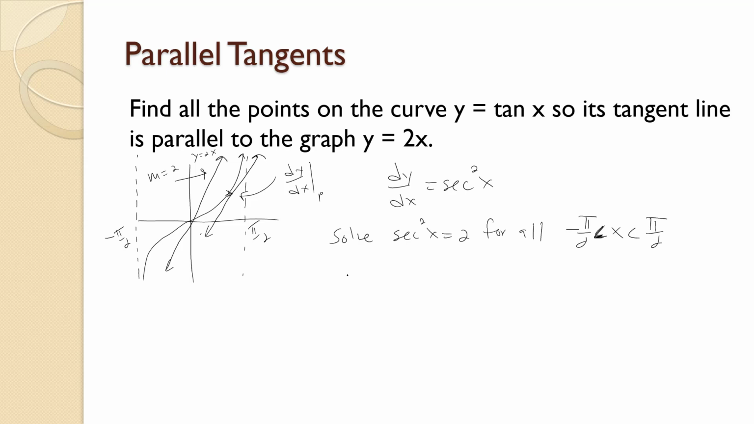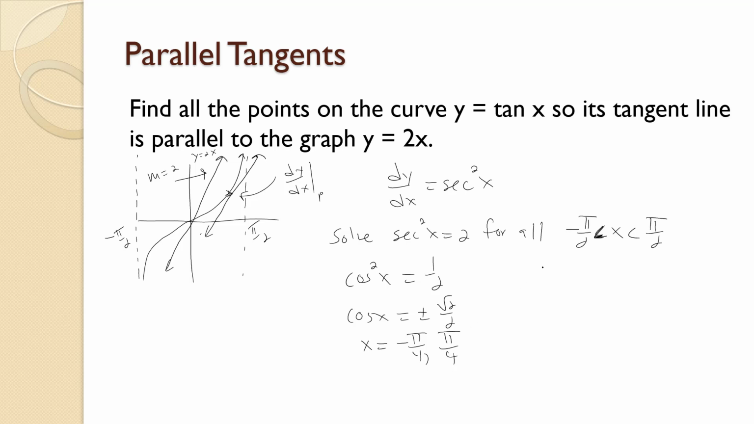So that would then mean that the cosine squared of x has got to be a half. That means the cosine of x must be plus or minus the square root of 2 over 2. But in this angle range, there's only 2 angles where the cosine is that number. That would be x is negative pi over 4 and pi over 4. So I can find the points pretty easily.